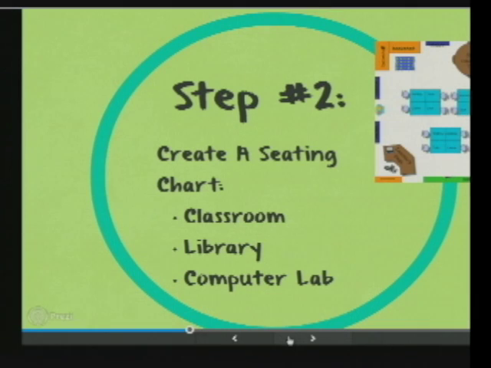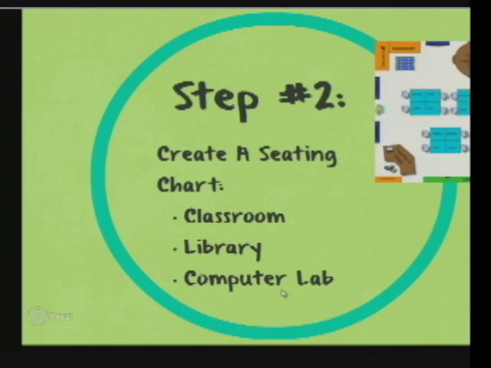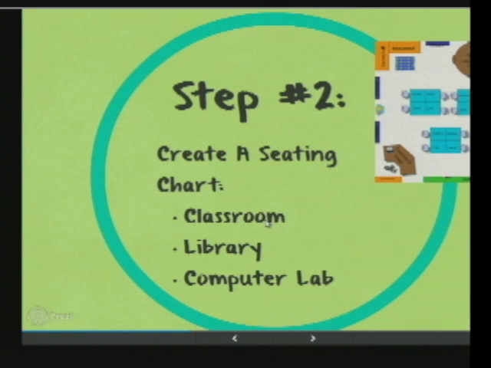Step 2. Create a seating chart. Often we go into our classrooms and libraries and computer labs, and students tend to change the icons on the desktop, delete files, and often it's hard for us to go back and find out who those students are. If you create a seating chart and assign a computer to each child in the classroom, library, and computer lab on your sites, it's easy to find that child or refer to the designated classroom where that student was using the computer.